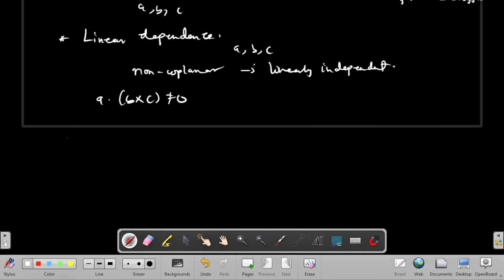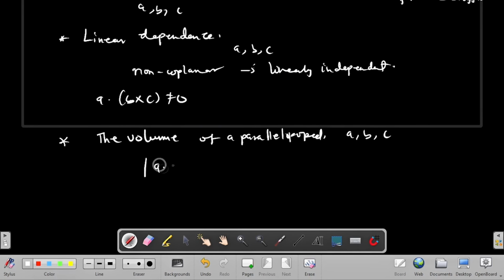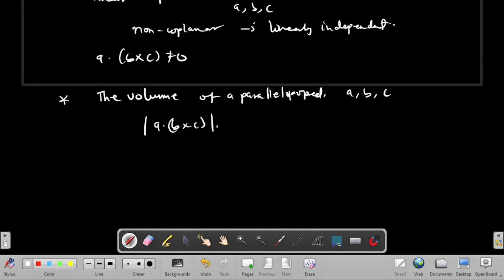Let's look at the geometrical application of triple dot products. It's used for finding the volume of a parallelepiped. Any parallelepiped with adjacent sides A, B, and C, the volume is given as the magnitude of A dot B cross C. So whenever you find the magnitude of your triple product, it is equal to the volume of a parallelepiped with adjacent sides A, B, and C.